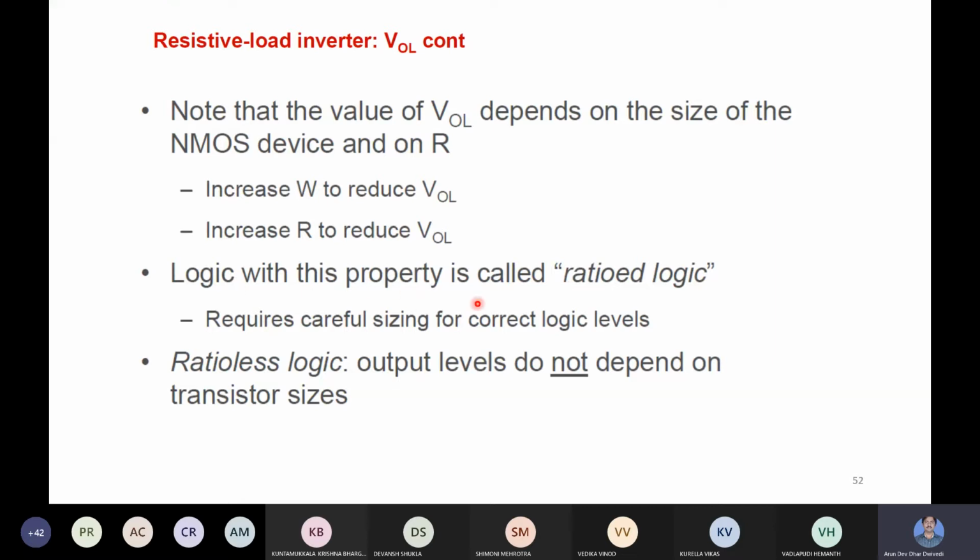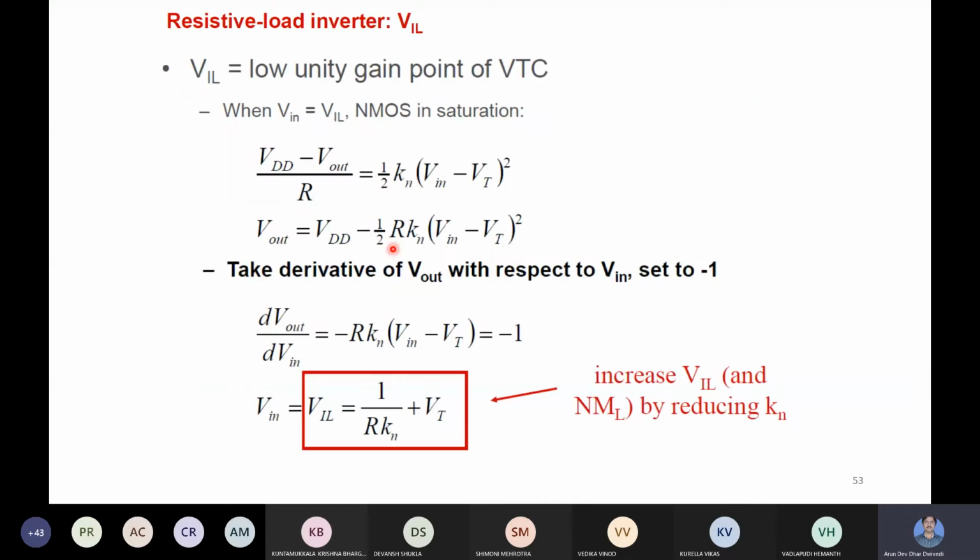So logic with this type of property is called ratioed logic, because it requires careful sizing of the transistors. Generally a CMOS inverter is a ratioless logic, but with this type of resistive load, or any other where only one NMOS transistor is working as an inverter, it is basically ratioed logic. It has a careful design requirement that W and R should be designed properly, considered together.